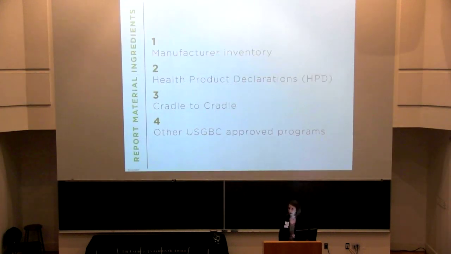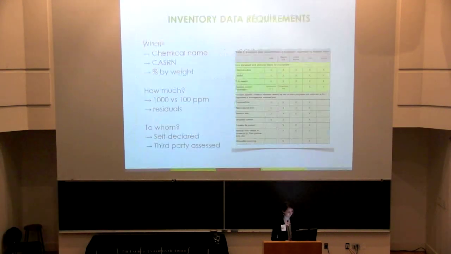With regards to that, we accept a variety of ways of reporting this. We can take a manufacturer's own inventory. One can use a Health Product Declaration. That's the format that Larry was just talking about, this standardized, uniform format for reporting materials ingredients. Through the Cradle to Cradle assessment process, there is also an ingredient list that is created. And then we leave room for other possible programs we might approve in the future.